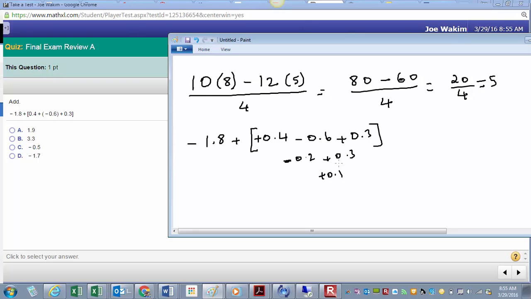I do the same here. I have 0.3 minus 0.2, that's 0.1. I use the plus option because 0.3 is more positive. I end up with negative 1.8 plus 0.1. These are opposite signs. We got to subtract, so let me go ahead and subtract. So that's a 7 and that's a 1. So 1.8 minus 0.1 is 1.7. Now I'm going to choose the negative sign because negative 1.8 is more negative than 0.1, and negative 1.7 is D.